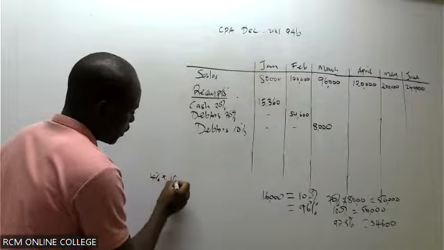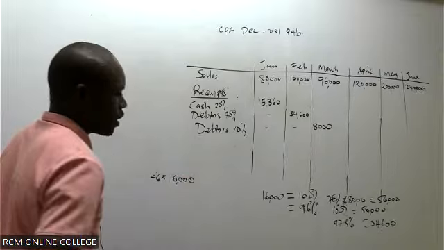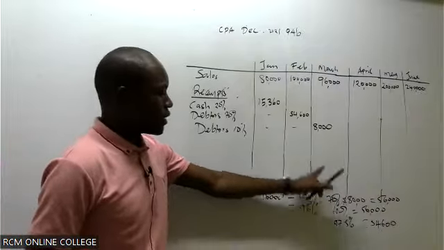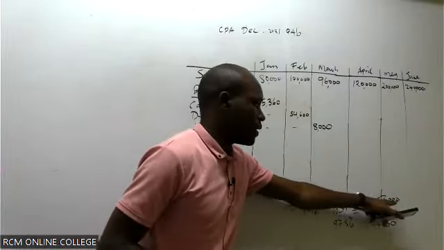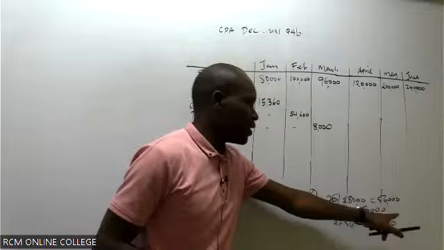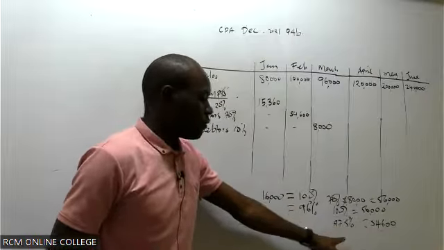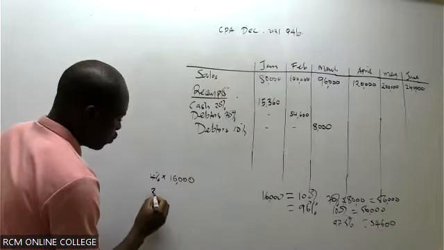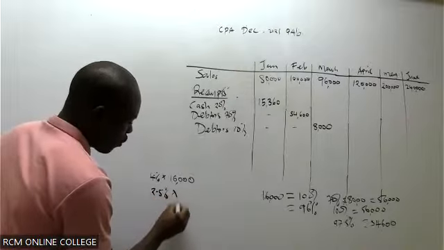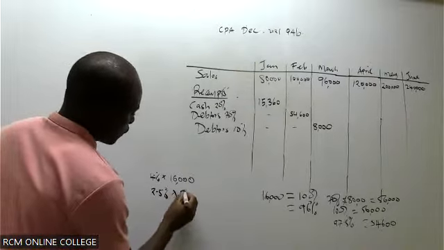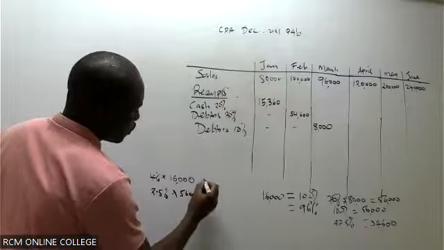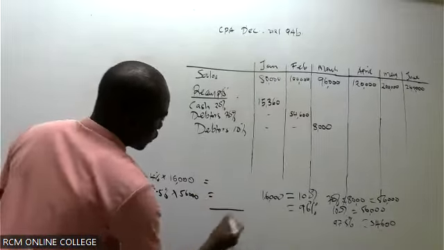4% of 16,000. Hiyo ndio discount walipewa. Alafu 70% of 80,000 tulipata 56,000. Wakapewa discount ya 2.5%. 2.5% of 56,000. Tupate hizo discounts tuongeze zote.